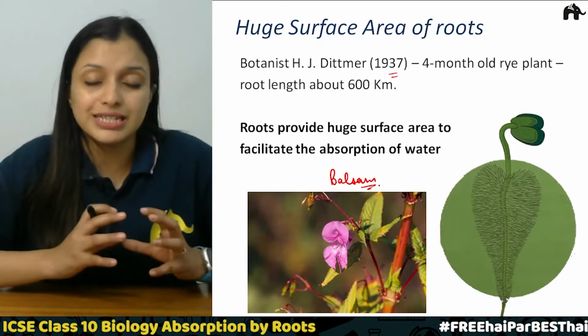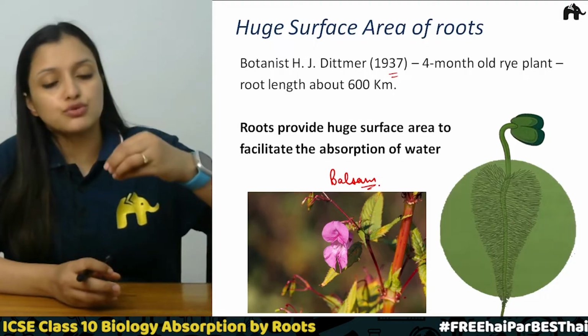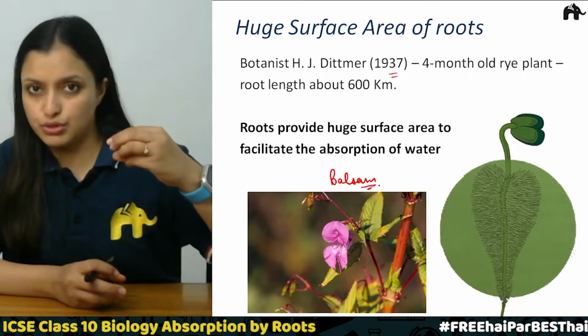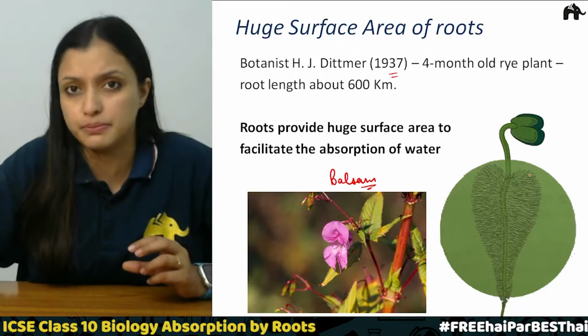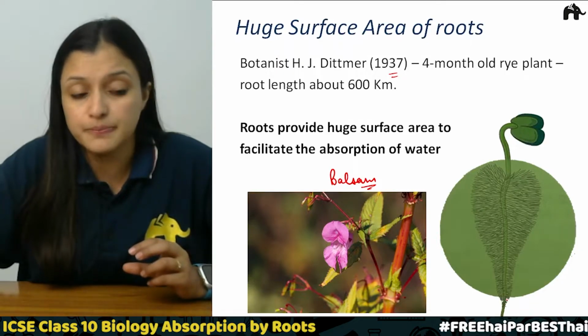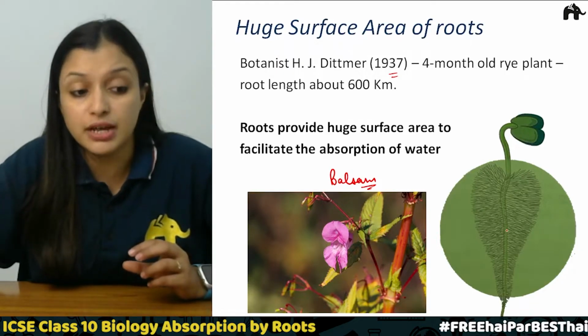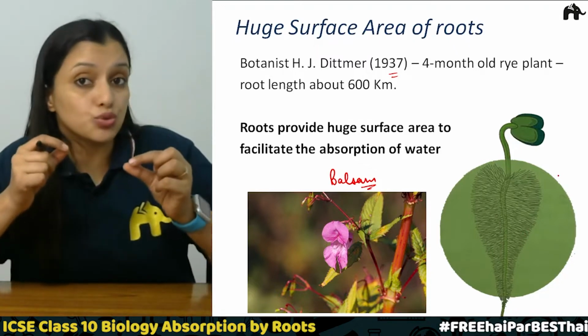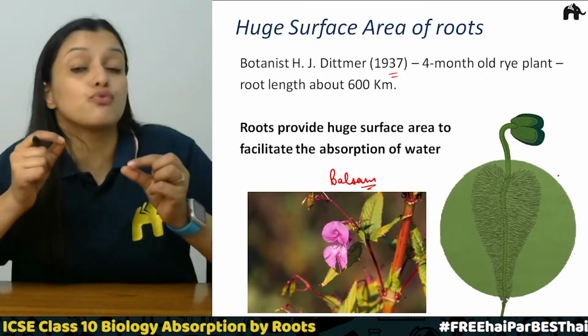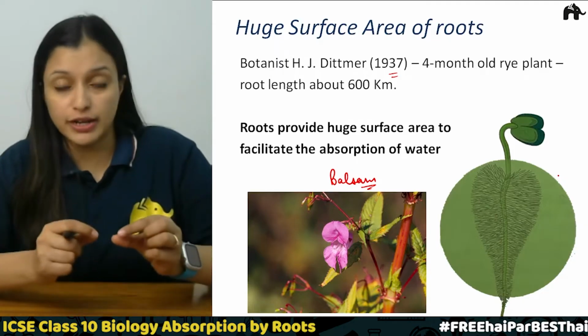So if you see this balsam plant, if you try to uproot it gently, you will see this kind of structure. This is what you will be able to see. So this is the main root, and there are many root hairs, right? These individually, these root hairs help in the absorption of water and minerals from the soil, correct?